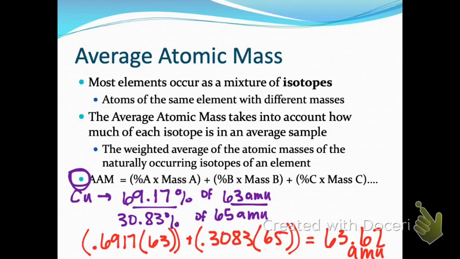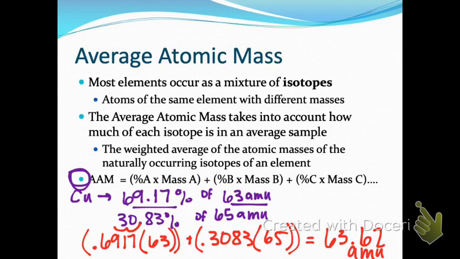So I got roughly 63.62 AMU. On our periodic table, we have it at 63.55. Right, that has to do with just rounding things. But essentially, that's how we calculate average atomic mass. The percent times the isotope mass, and then add all those together. But you need to make sure that you convert that percent to a decimal, right? Divide by 100 to put it into a decimal place first. Okay, questions about that?